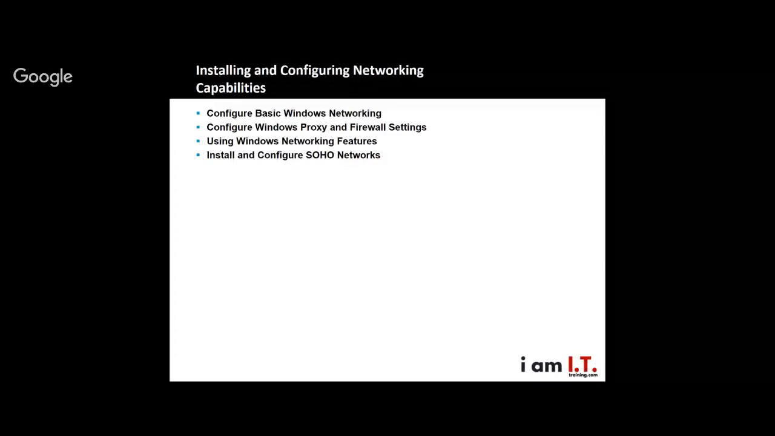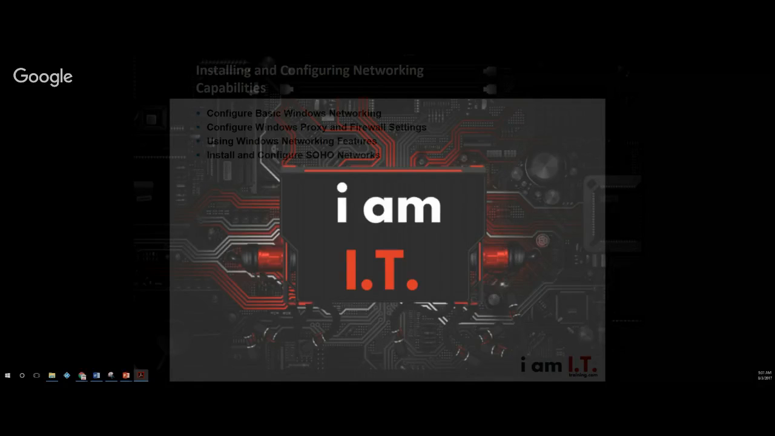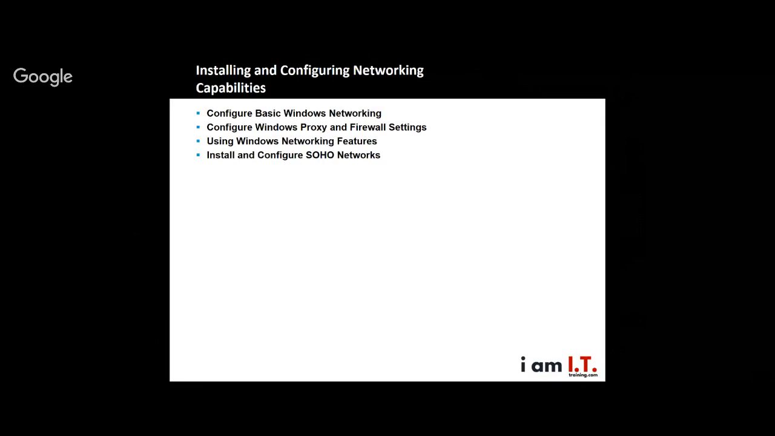There we go. All right, so as you can see, we are going to be talking about configuring pretty much just the basic Windows networking tools. We're going to be taking a look at proxies and firewalls, as well as using different network features in a Windows environment. Now, Windows is not the only option, but you need to remember that it is the most popular, and that's why we talk about it so often. So let's jump in.